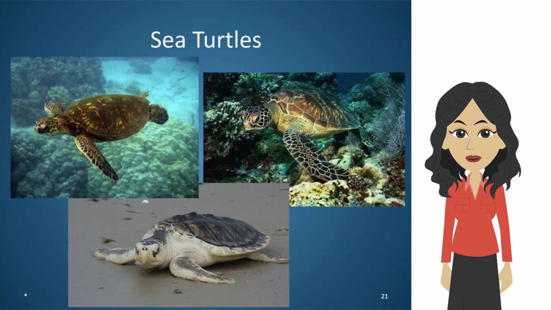Look at the turtle in the bottom picture. This is the Kemp's Ridley turtle. It is the most endangered, and it can only be found along the coast of the Gulf of Mexico. Did you know that sea turtles first appeared 200 million years ago?